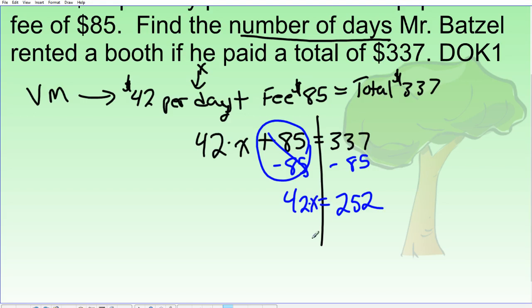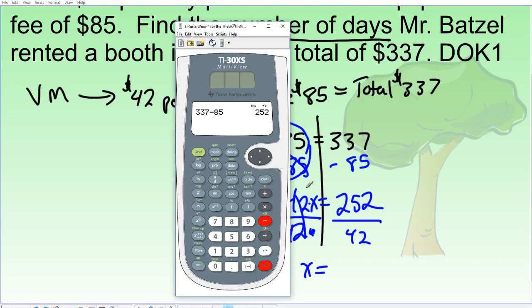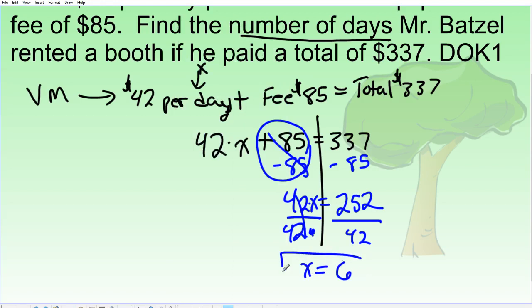Now, since this is a multiplication, I'm going to divide both sides by 42. These cancel, giving you 1x. On the other side, 252 divided by 42 equals 6. So Mr. Batzel rented the booth for 6 days. 6 days at $42 a day plus the $85 would give you a total of $337.